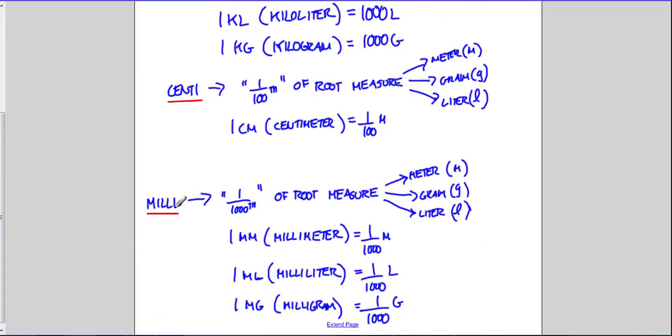Milli, that means 1/1000th of the root measure. So you have the millimeter, that's a common measure. Milligram, that's a common measure in medicine, for example. And the milliliter, that's also a common measure in medicine and science. So 1 mm, millimeter, is 1/1000th of a meter. 1 milliliter is 1/1000th of a liter, and 1 milligram is 1/1000th of a gram.